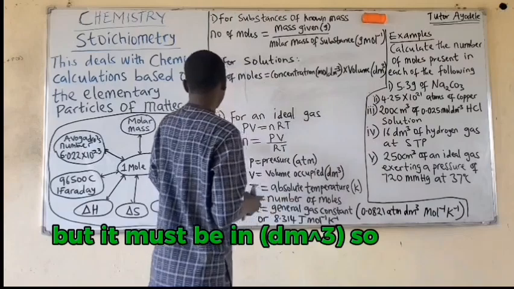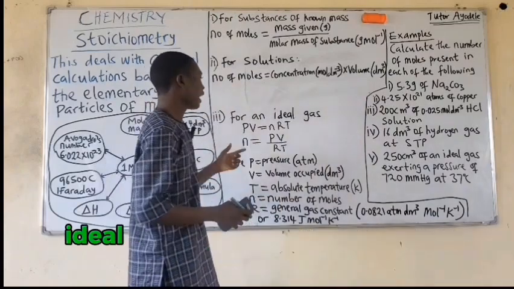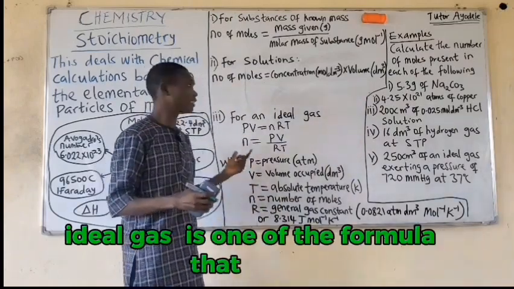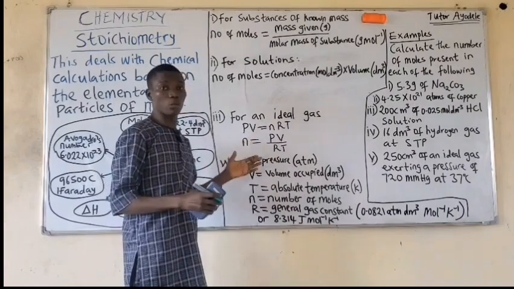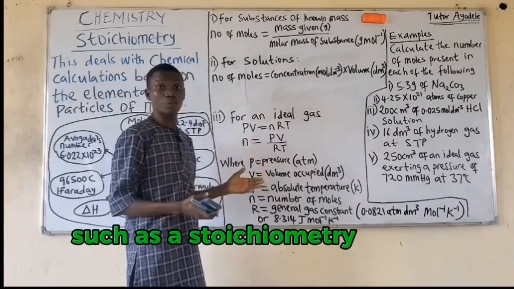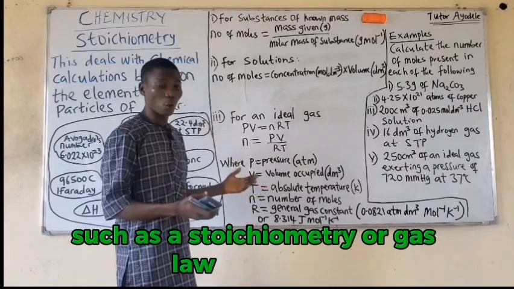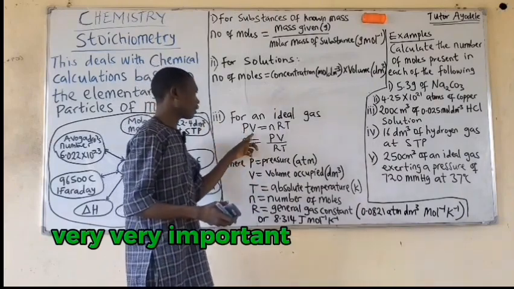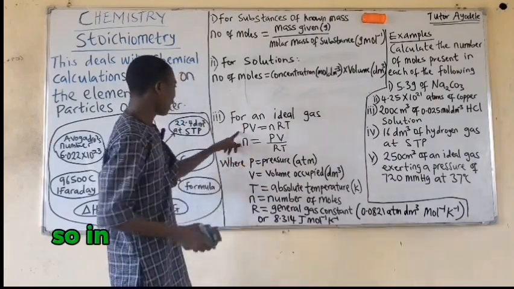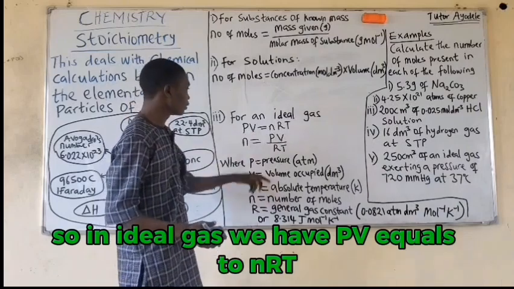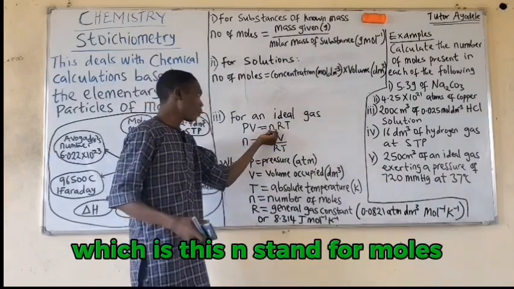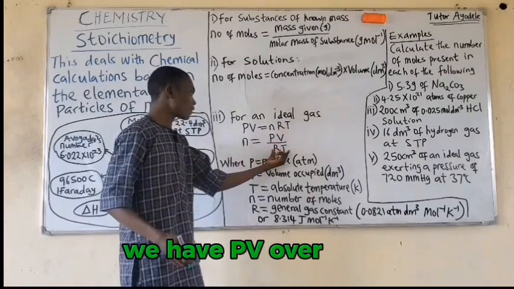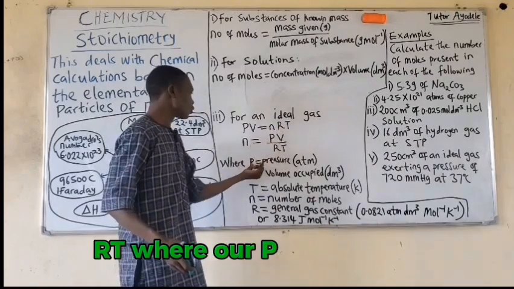For an ideal gas, the gas law is one of the formulas that is very essential when we are dealing with calculations in chemistry, such as stoichiometry. It's a key formula. For an ideal gas, we have PV equals nRT. When you make n, which stands for moles, the subject of the formula, we have PV over RT.